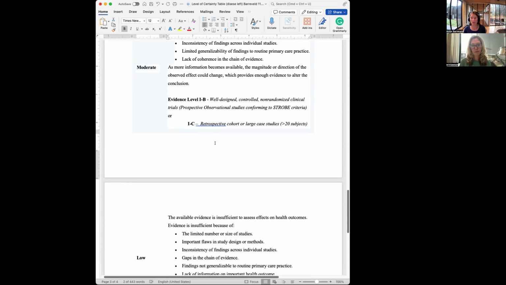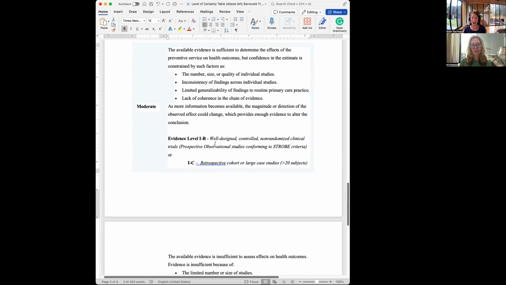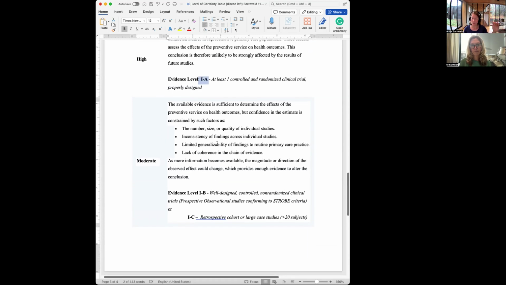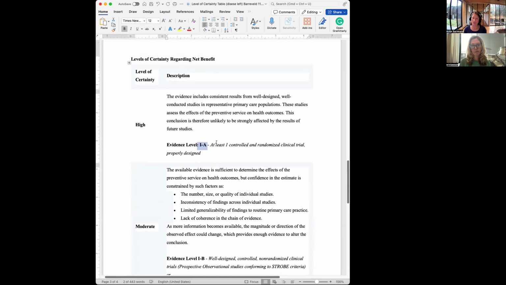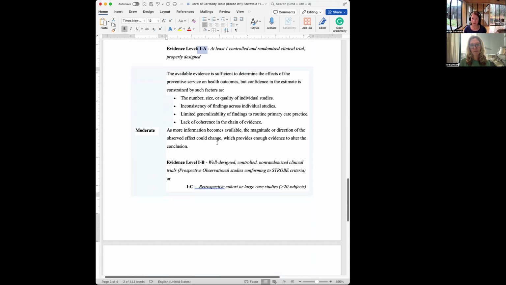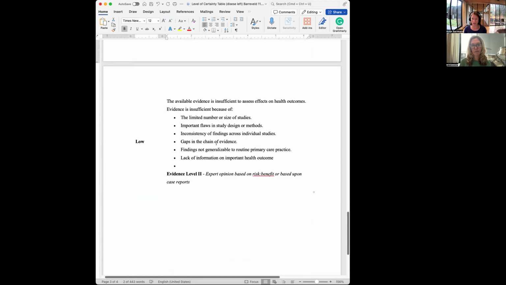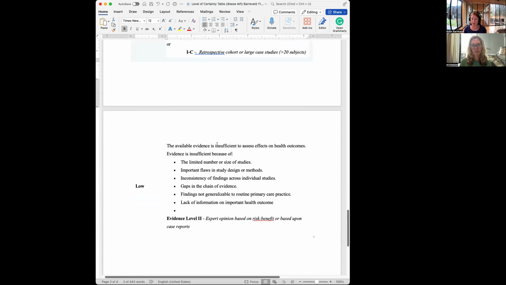1C would be something more like a retrospective or cohort or large case studies. So as you are rating the level of certainty for the different drug classes for each disease state, keep in mind that there's high, moderate, B or C, and then there's low. So I want to show you my table here.